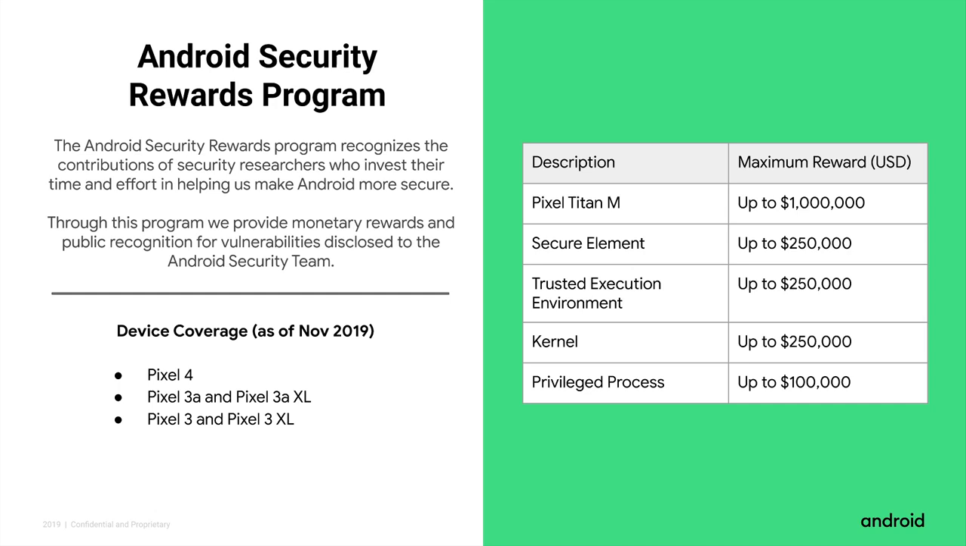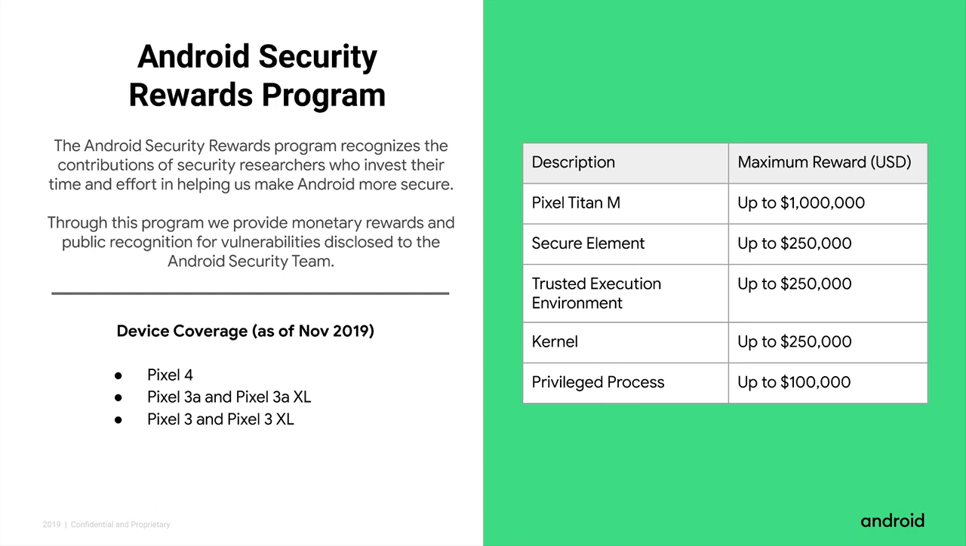And we disclose those, we give them credit for that, and we also pay them. So you can see here an example is, we talked about the trusted execution environment. If a researcher can show Google that there's a vulnerability in the trusted execution environment code, we will pay them up to $250,000, right?